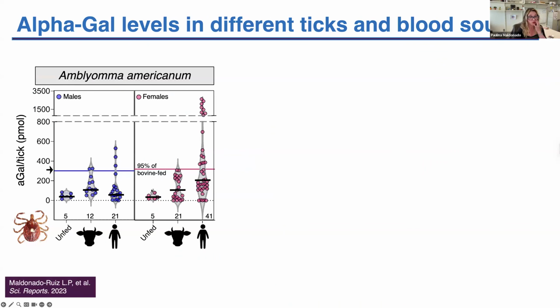And I'm just going to bring this data back up, which were the levels that we previously found when I was doing this in my postdoc. This was already published, same colony ticks, and these were the alpha-gal levels that we see in males, females, Lone Stars, and fed on bovine and human blood.